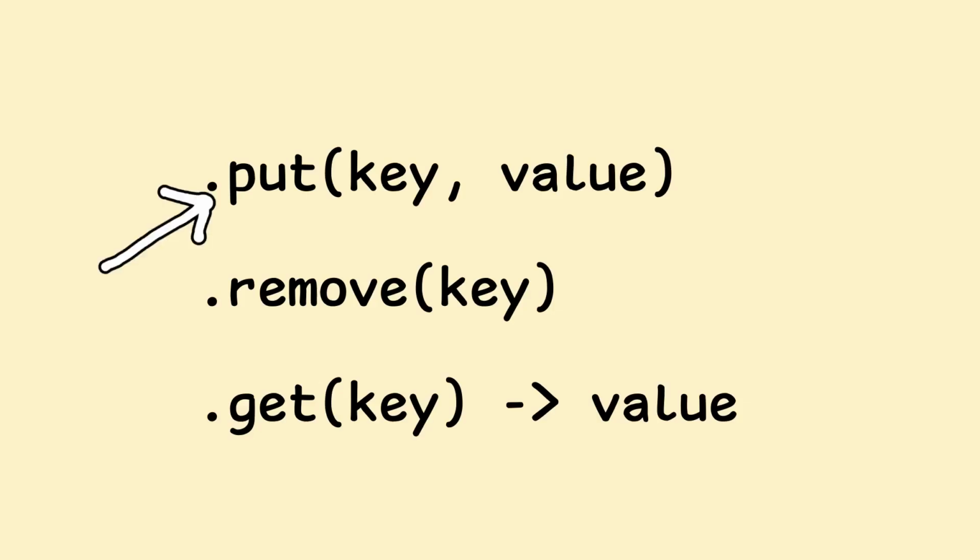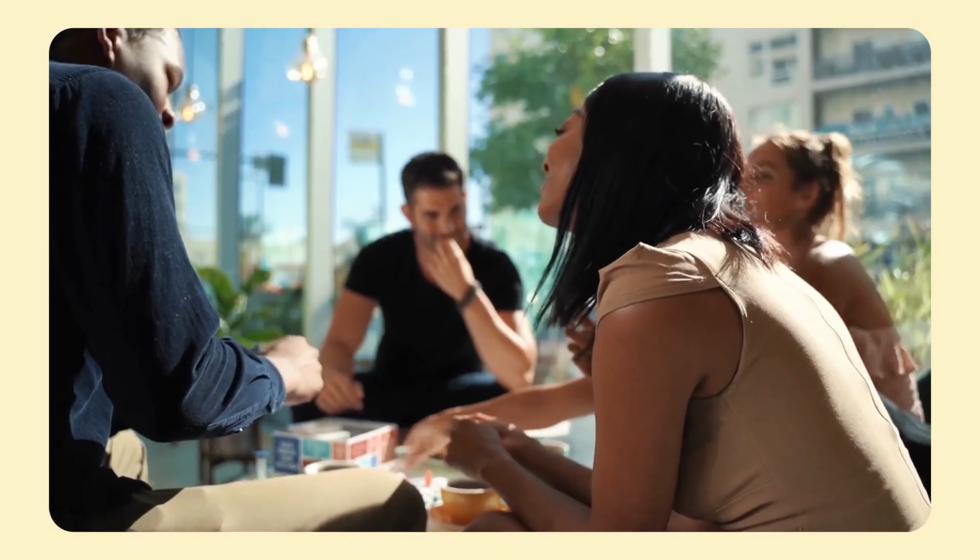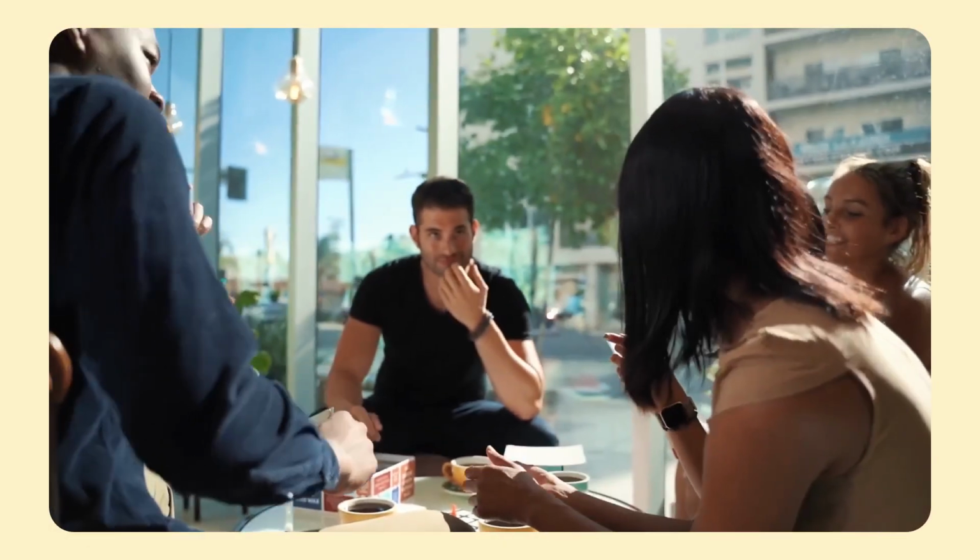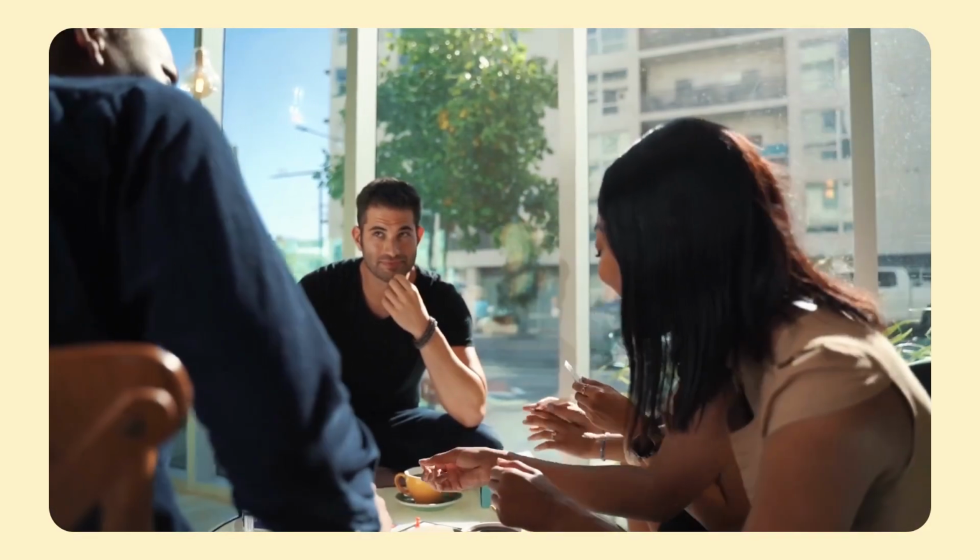It has a put method, which stores a value for the given key, a remove method, which removes the value associated with the provided key, and a get method, which retrieves the value associated with the key. Today let's look at how to implement these methods and set up the underlying structure of a hash table in Java. But first, time for a bit of theory.